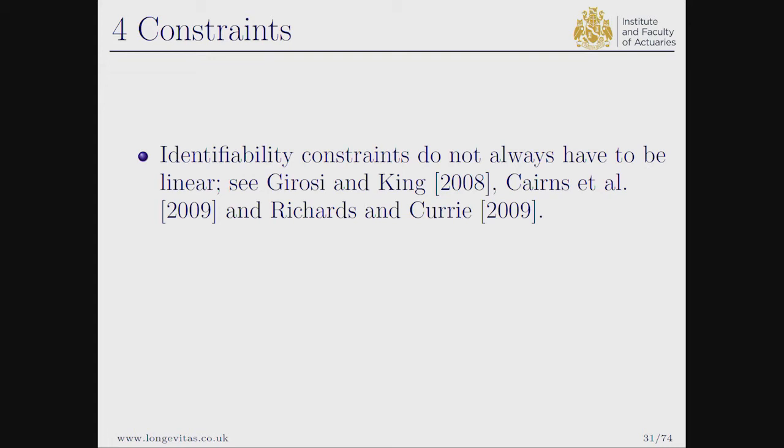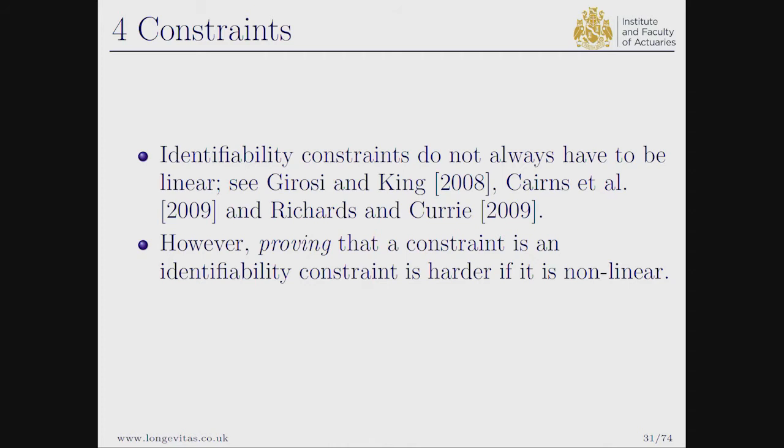So for example, in the Lee-Carter model, both Girosi and King and Ian and I presented non-linear identifiability constraints for the Lee-Carter model. Cairns et al. used some non-linear identifiability constraints as well. However, proving that an identifiability constraint is a constraint is actually a lot harder if it's not linear. It's a lot easier if it's a linear constraint. And the Curry algorithm will actually only work with linear constraints, but that's not too much of a constraint.